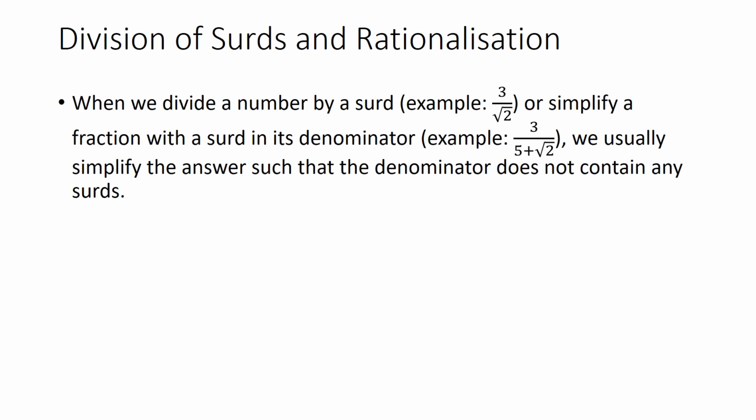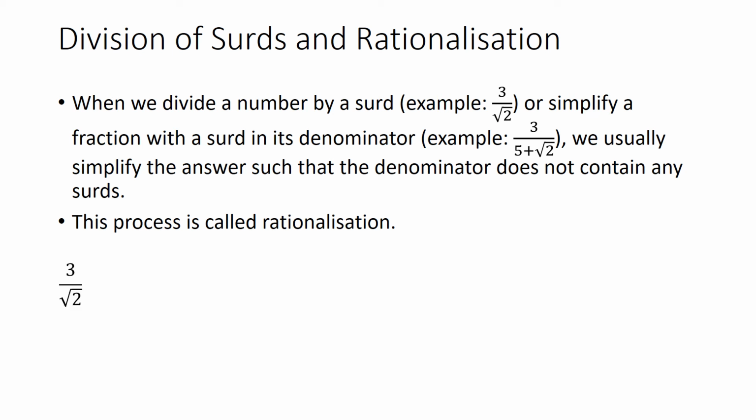Division of surds and rationalization. When we divide a number by a surd, for example, 3 over surd 2, or simplifying a fraction with a surd in its denominator, for example, 3 over 5 plus surd 2, we usually simplify the answer such that the denominator does not contain any surds. This process is called rationalization.